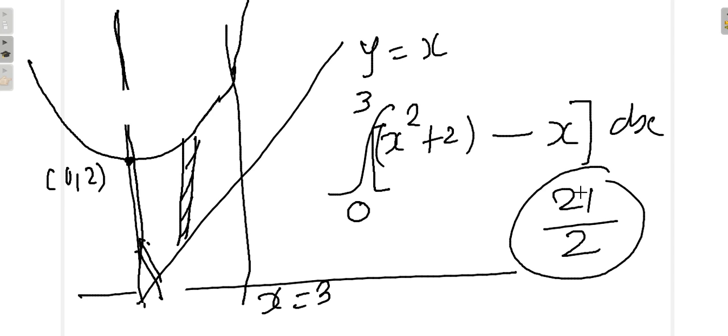I think that is enough for this session. We can continue in our next session.